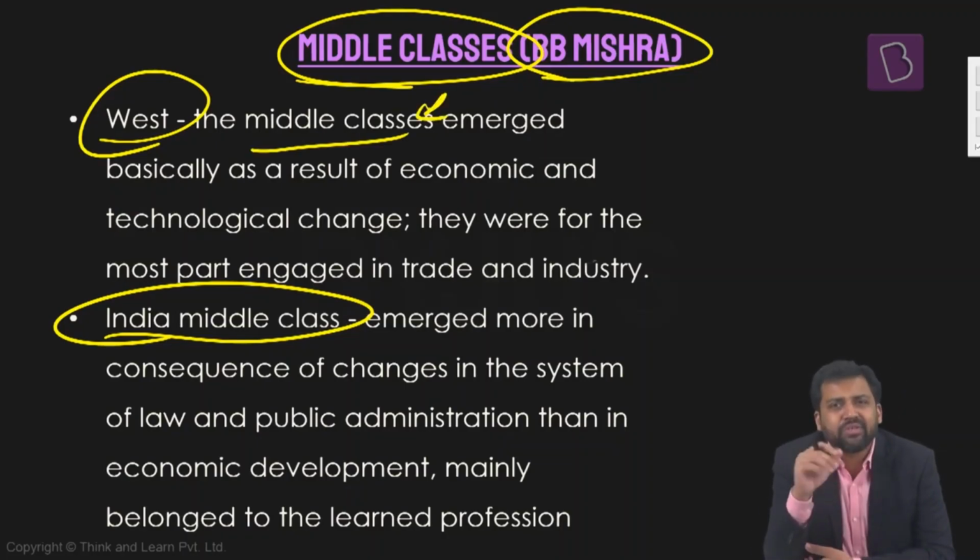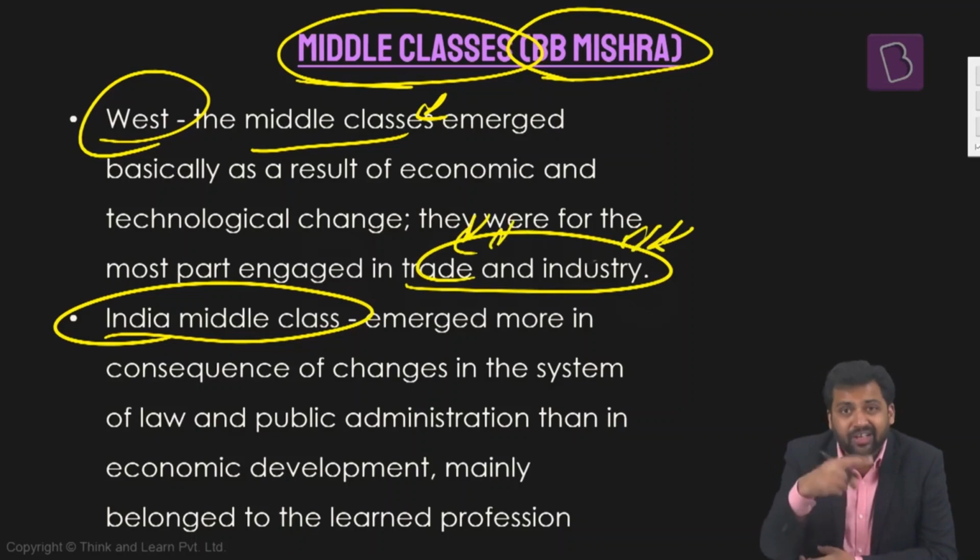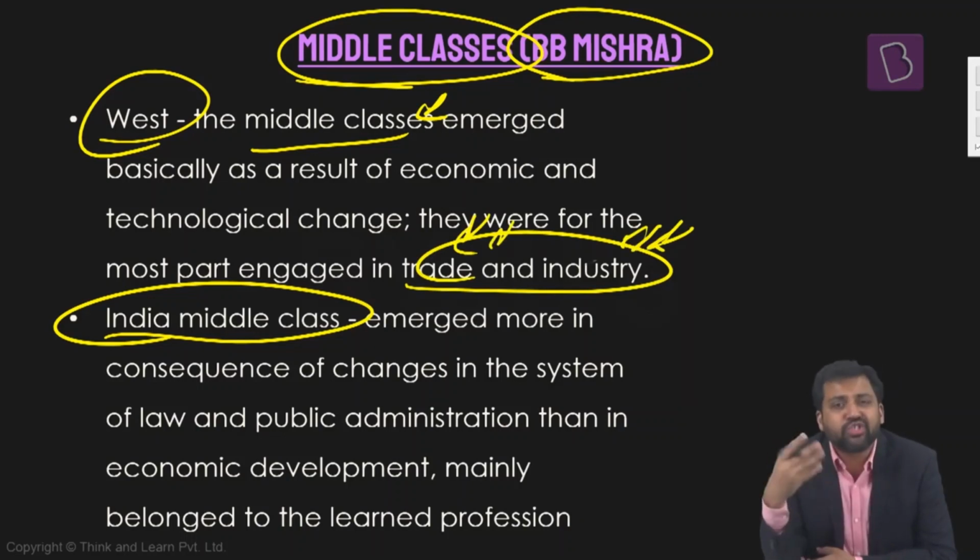I'll give you an example. In the past, you had some classes which owned land, the landowning classes, and there were others who worked on that land. You had the feudal system. But then, because technology is changing and the economy is changing, merchants, traders and bankers are emerging. They are gradually becoming the middle classes. So technological and economic changes led to the emergence of the middle class there. But one thing is common: they were all engaged in trade and industry. The middle class there are the ones initiating the formation of industries. They are the ones causing the process of industrialization.